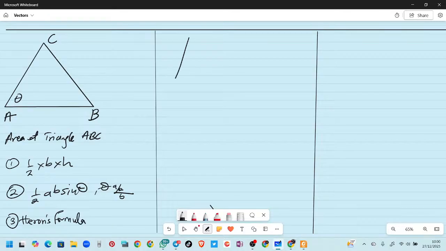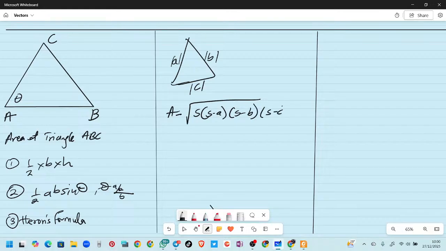Heron's formula states that given any triangle ABC, or should I use distances? If you have distances A, B, C, the area is equal to the root of S, S minus A, S minus B, S minus C, where S is the same as A plus B plus C all over 2. Are we okay? Have you ever seen this formula before?